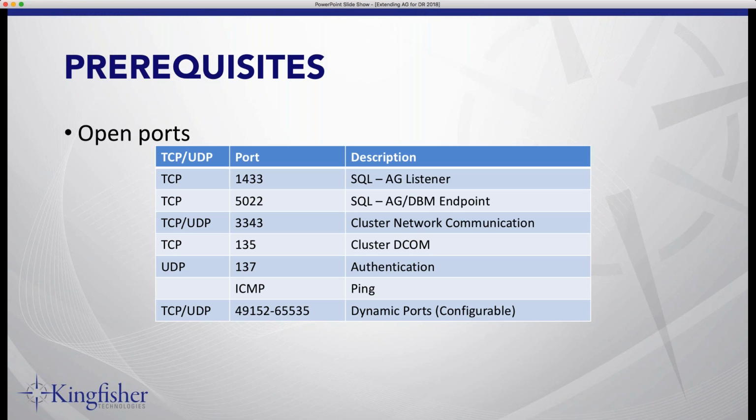You need to have port 3343 open for the cluster network to communicate on. You need to have port 135 open for the DCOM communication between the nodes. The big one here, though, a lot of people miss, is that you do have to have the ICMP port, or ping, as it is more commonly known, open. That is part of the way that SQL Server establishes that the communication can happen in the first place when the nodes come online.